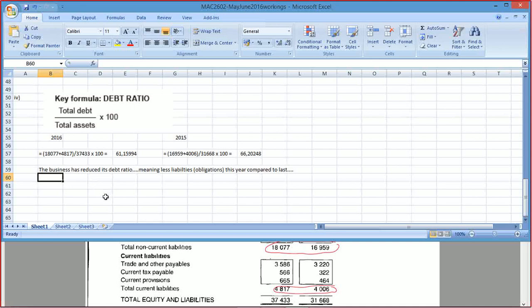So basically you're looking at liquidity here, in terms of whether the business is more solvent or less solvent, more liquid or less liquid. Obviously we're looking at total debt over total assets. So the total debt over total assets has actually decreased because you've got more assets but you've got less liabilities compared to last year. In other words, more equity is being used to finance assets in the business.